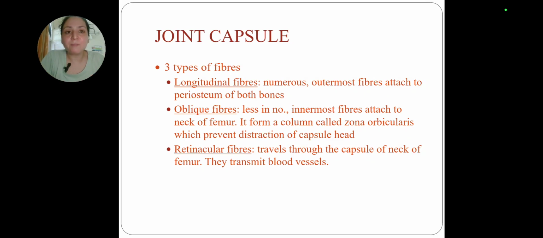This capsule has 3 kinds of fibers. One is the longitudinal fibers, the fibers which run directly to the periosteum, that is the bone itself. The second is the oblique fibers, which are the innermost fibers and they are attached to the neck itself, and basically they cover the area of the zona orbicularis and prevent distraction of the head. And then there are reticular fibers, which are also around the capsule of the neck and carry the blood vessels. So there are 3 types of fibers: longitudinal fibers attaching to the bone, oblique fibers which attach to the zona orbicularis, that is the neck of the femur, and prevent distraction, and the third is the reticular fibers which basically have the blood vessels.